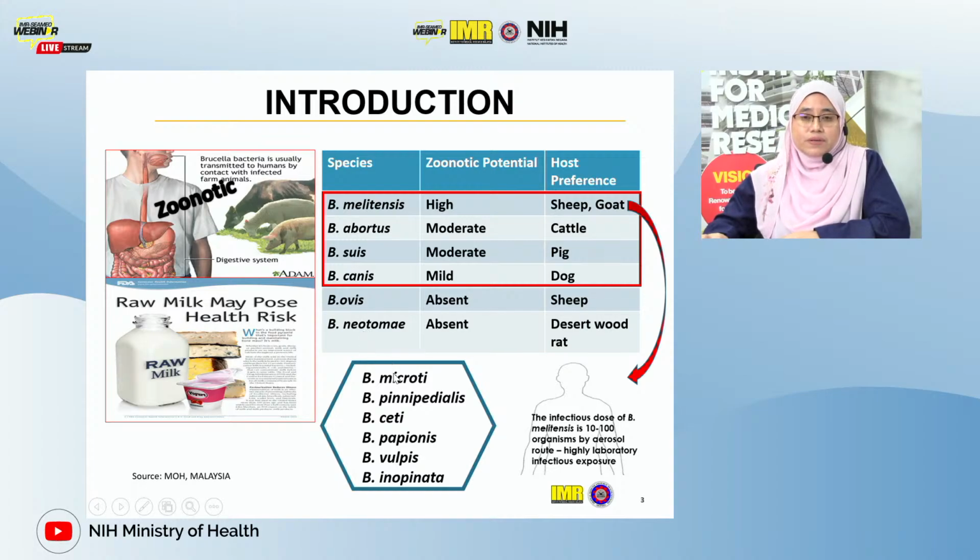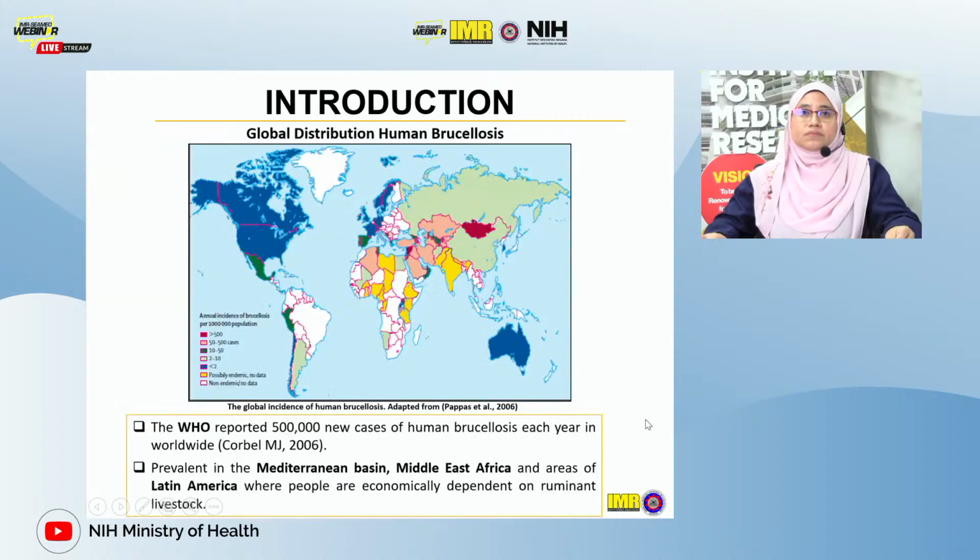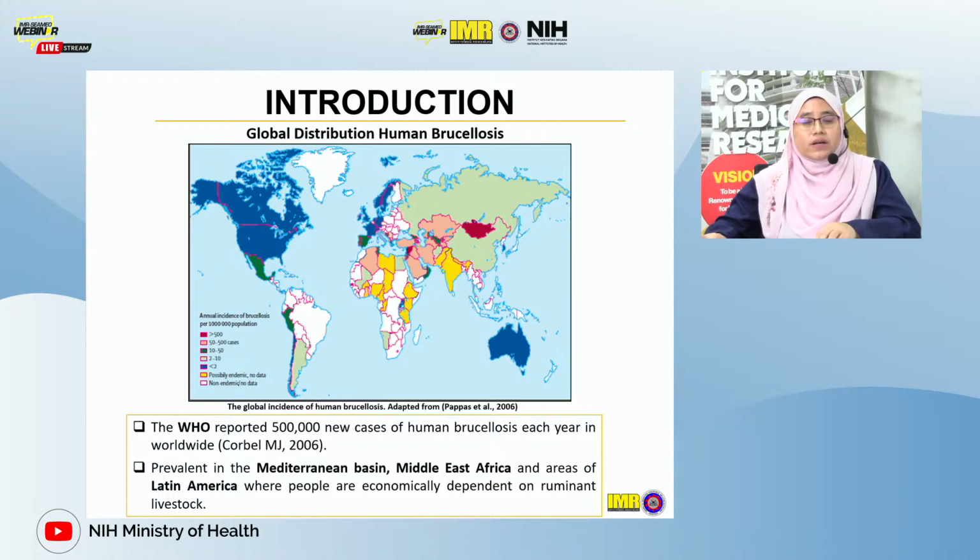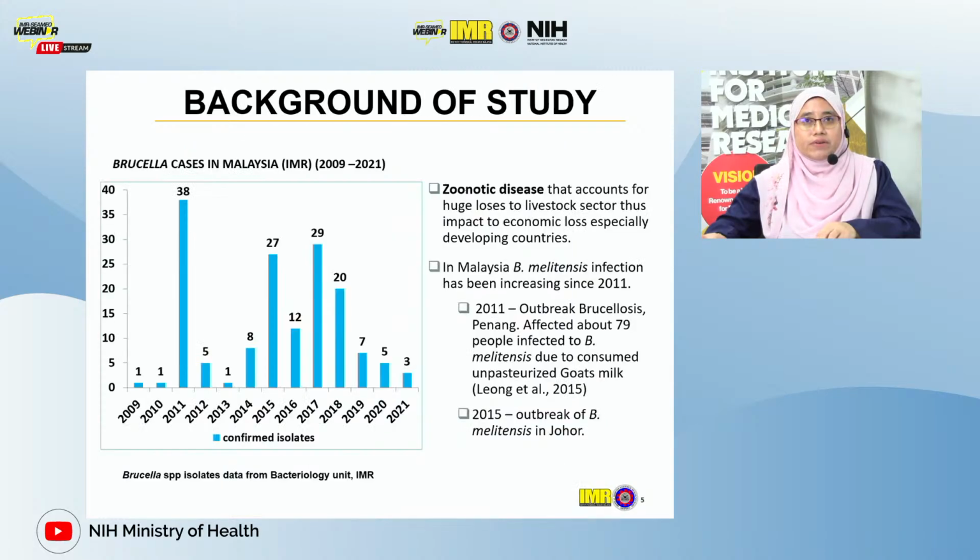In recent years, another 6 species were discovered, whose hosts mostly come from frogs, fish, and rodents. Of the 6 classical Brucella species above, 4 species are pathogenic. However, Brucella melitensis is a highly pathogenic strain compared to others, and it is a very low infectious dose organism with high laboratory infectious exposure. This is the global distribution of human brucellosis. The WHO has reported about 500,000 new cases of human brucellosis in Asia, and the disease can be found in the Mediterranean, Middle East, Africa, and Latin America.